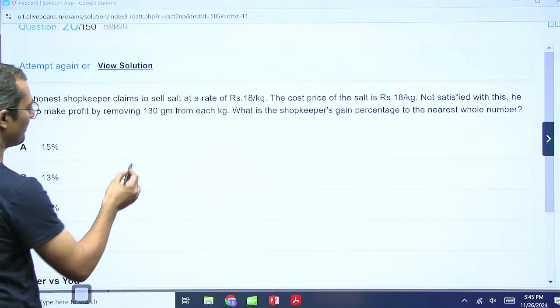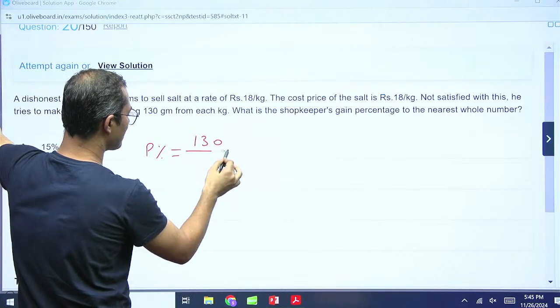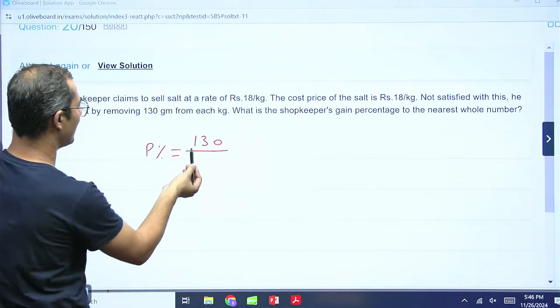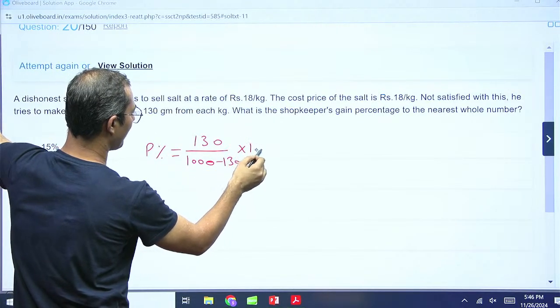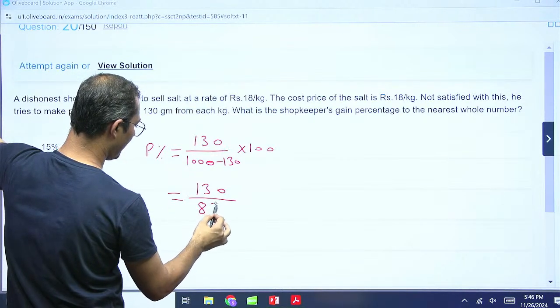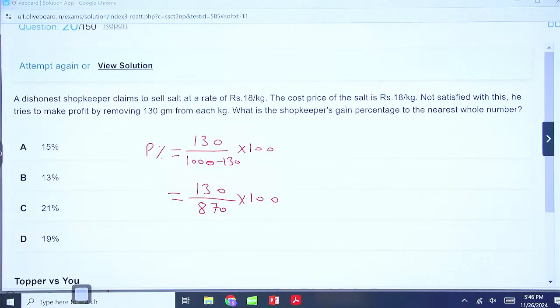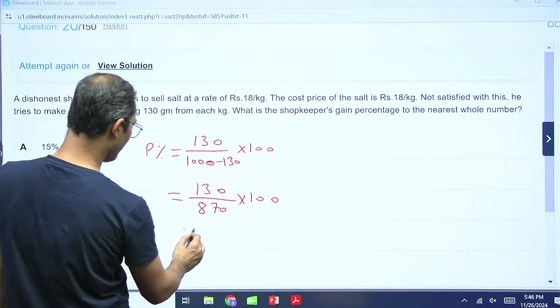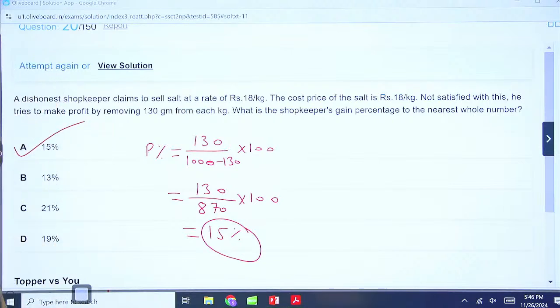It means the profit percentage in the dishonest shopkeeper case is given by the quantity given less, divided by the given quantity. So 1000 minus 130, so 130 divided by how much? So it is going to be 870, right, into 100. Just solve this. So how much will we get? This is going to be nearly 15%, right? So A part is the right answer. Yes, A part is the right answer.